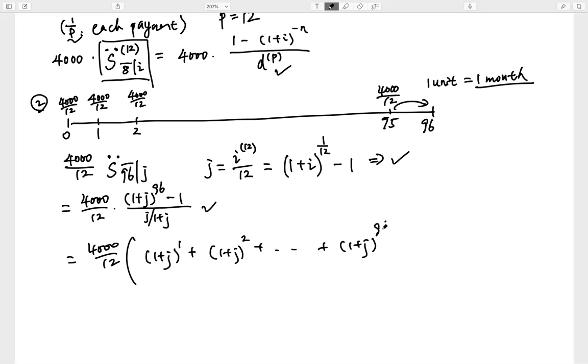The last one is 96. So from here, I can directly apply my knowledge on geometric series. It's 1 minus the ratio, so it's 1 minus (1 plus J). So it should be negative J. So put J, reserve a negative sign.